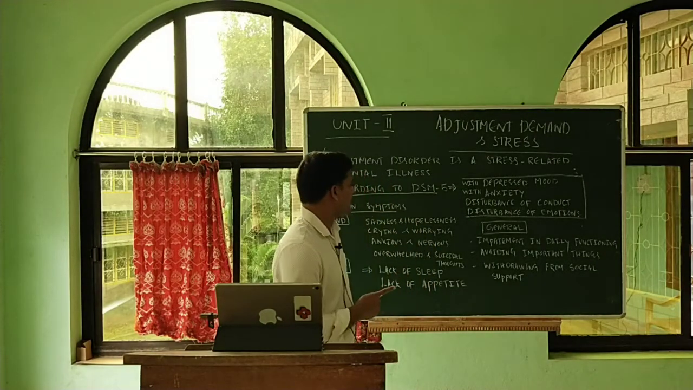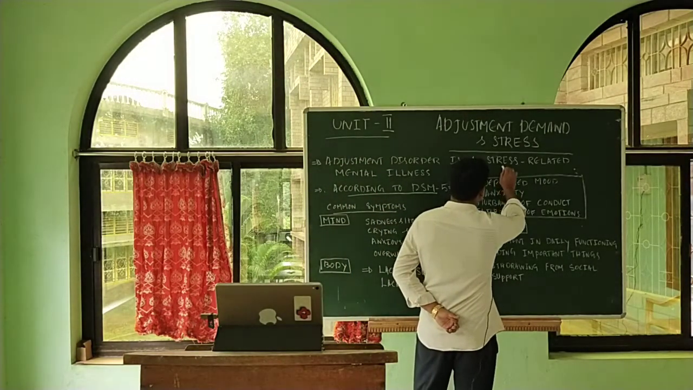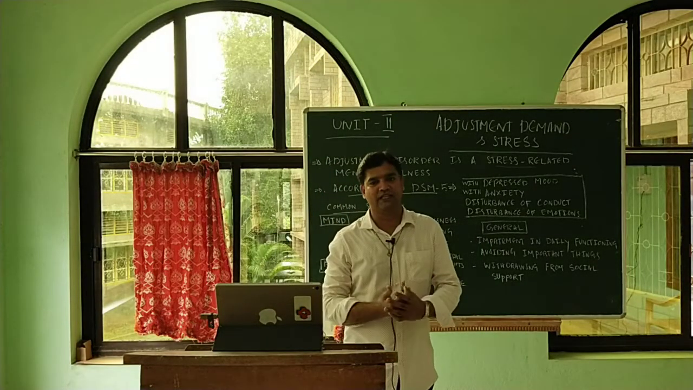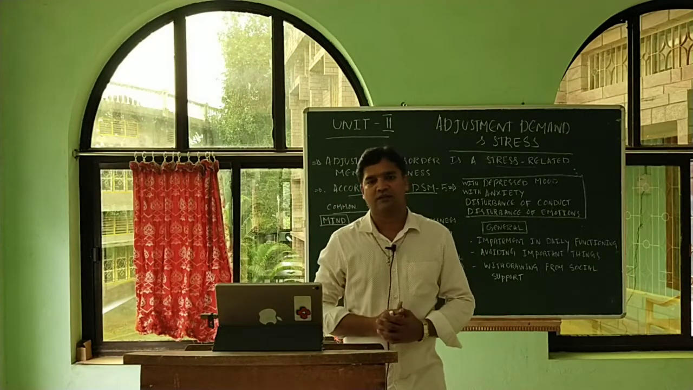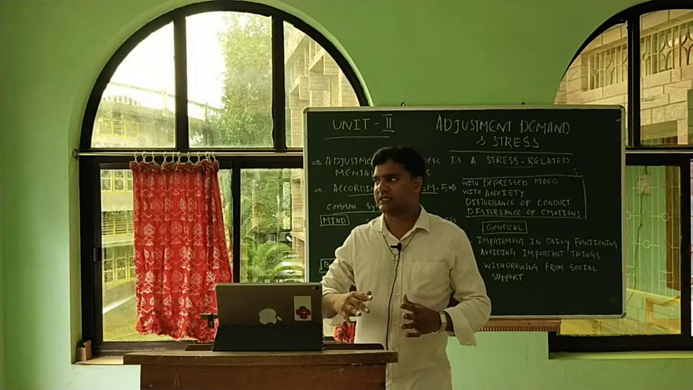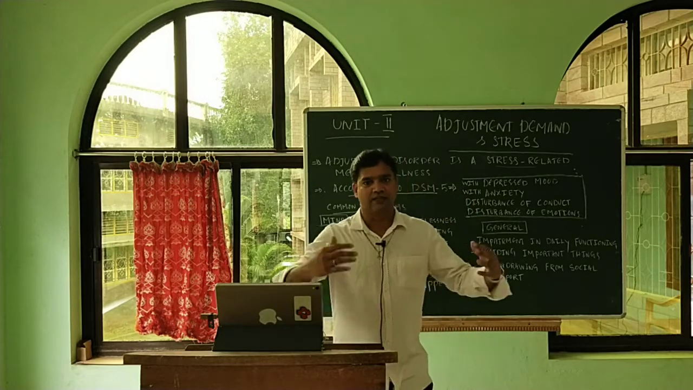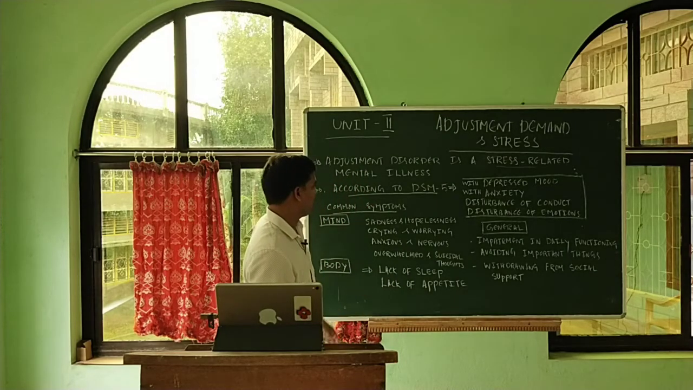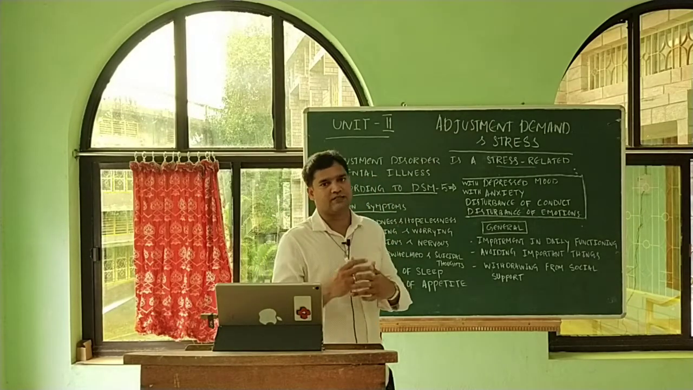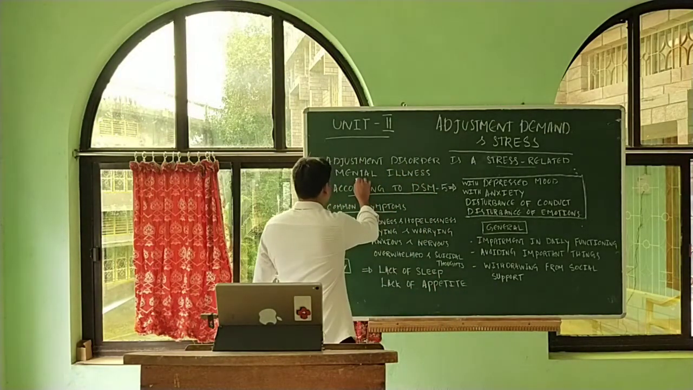This adjustment disorder is a stress-related mental illness, or mental sickness. When the person is unable to cope with the stressors, environmental stressors that one might encounter in life, it might lead the person towards adjustment disorders. It means the person is unable to adjust or adapt to the stressors that he or she might experience in one's life. There are several sicknesses related to stress, and adjustment disorder is one among them.